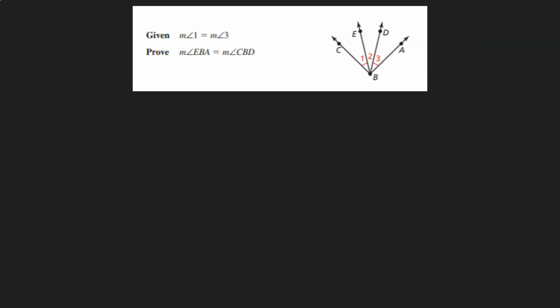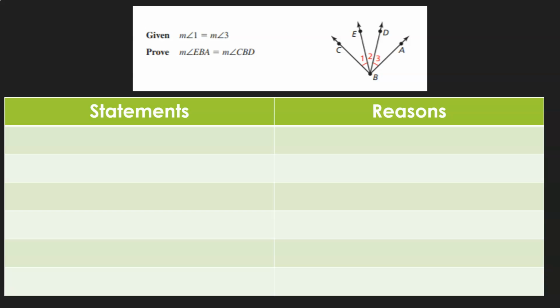Okay. This next proof is telling me the measure of angle 1 equals the measure of angle 3. I want to prove that the measure of EBA is the same as the measure of CBD. So I'm looking at this angle right here, I really hope you can see my cursor, and this angle right here. So my first statement is always what they gave me: measure of angle 1 equals measure of angle 3. And that was given to me.